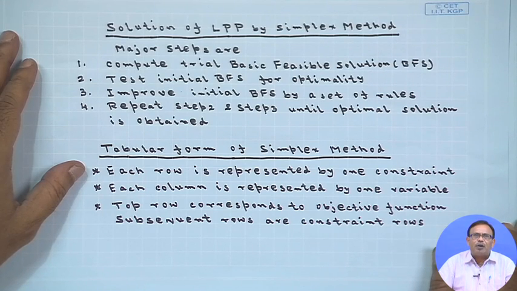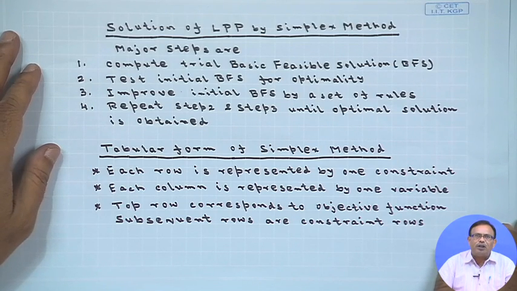So, first is to compute the trial BFS. Number 2 is to test the initial basic feasible solution for optimality, that is, whether the basic feasible solution is optimal or not. How to test whether it is optimal or not, we will see after some time. Then number 3, improve the initial basic feasible solution by a set of rules, that is, you have the initial basic feasible solution.